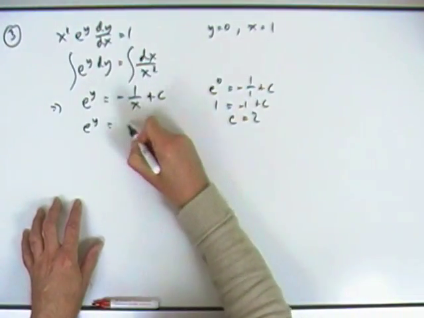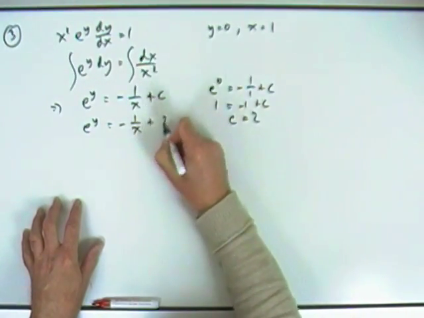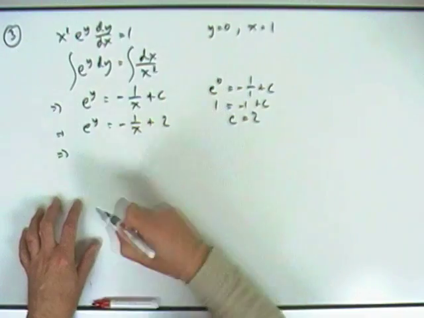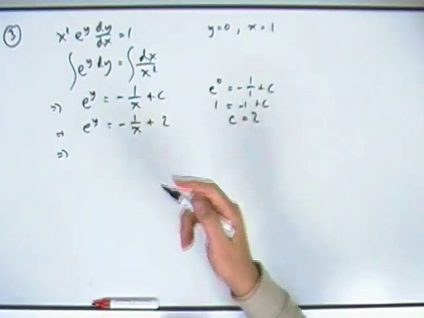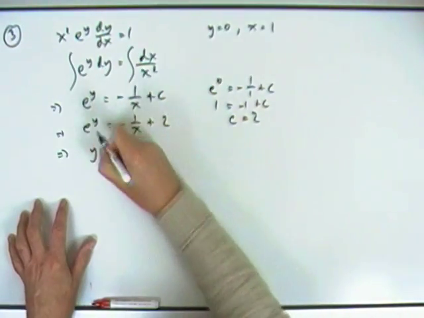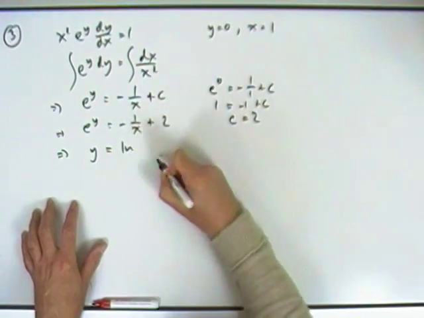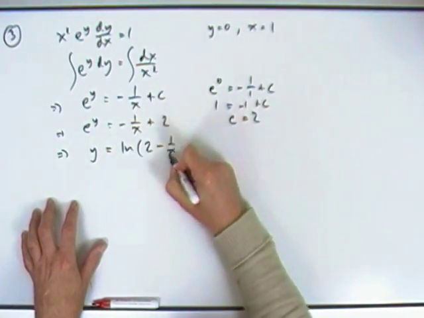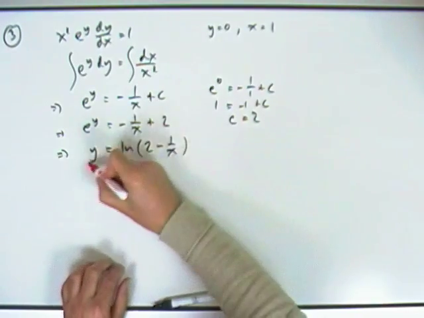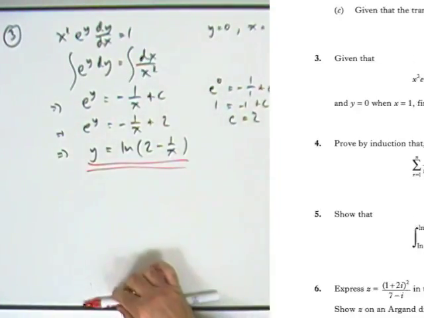So e to the y is negative 1 over x plus 2. Wish I'd written that as 2 minus 1 over x, but I'll do that in the next line. So to get y, inverse of the e will be ln. So ln of 2 minus 1 over x. Oh, that was a very easy little question.